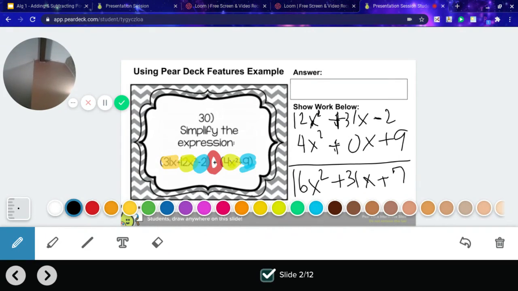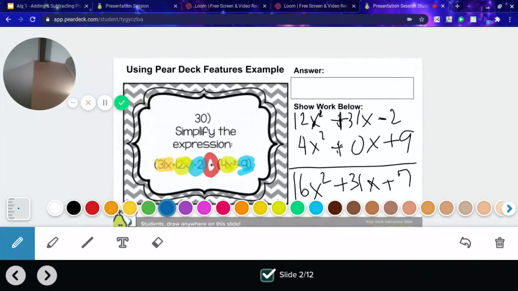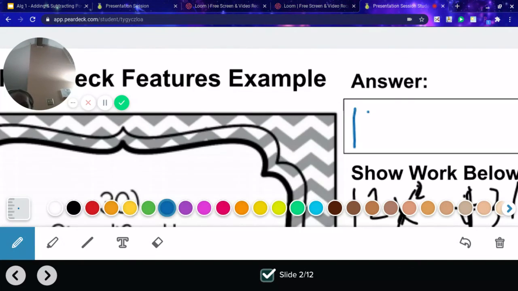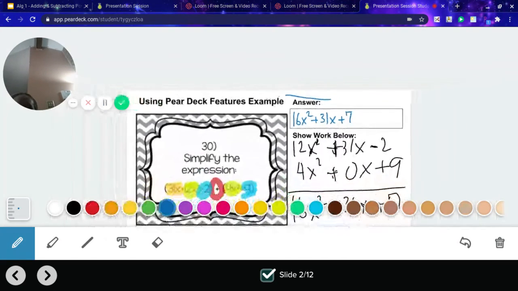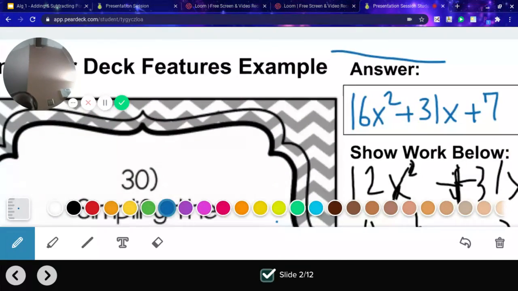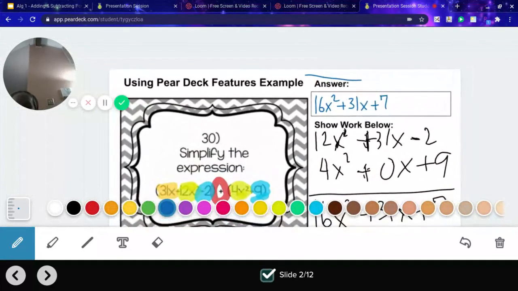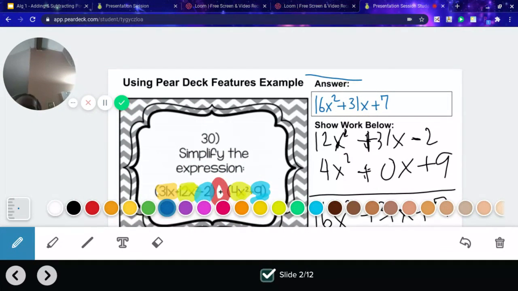Now, I do want you to rewrite your answer up here at the top for your actual final answer. So make sure when you're copying down your final answer, you double check to make sure you haven't copied down the wrong negative or positive. Again, you can zoom in, and you may have to play with it a little bit to get the writing looking kind of nice, but that's what you're going to do.